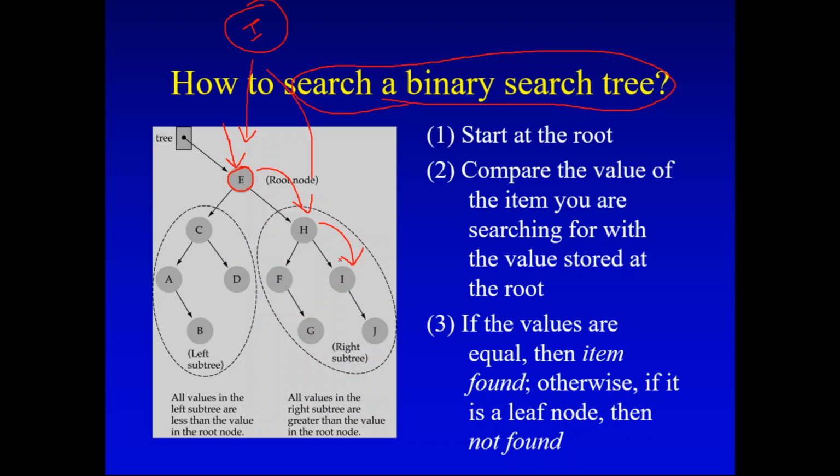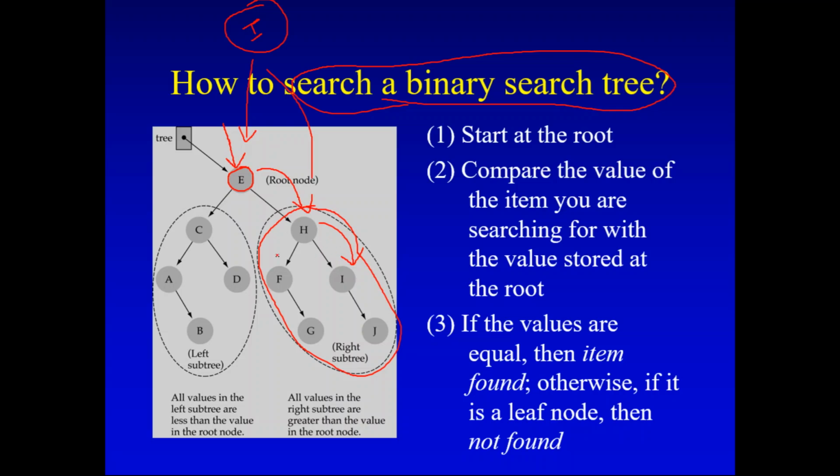Actually, this reduces the number of searches performed, because at the first step itself you are able to discriminate whether the value is in the left subtree or in the right subtree. By that, the amount of search is reduced to a greater extent.